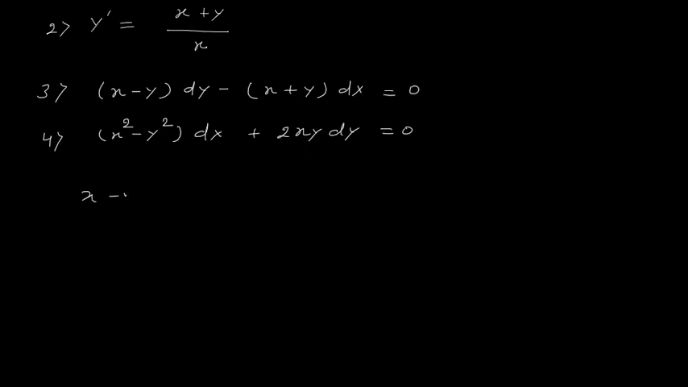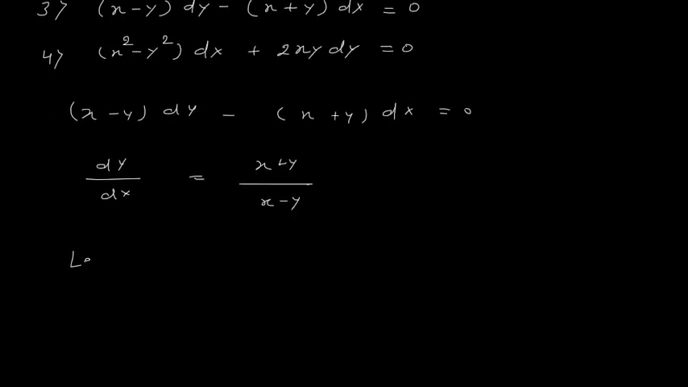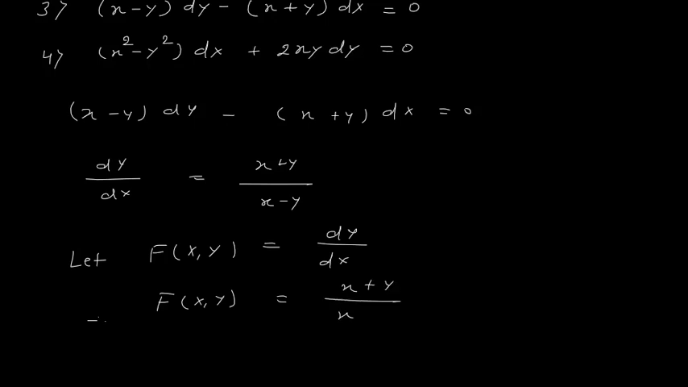The third question is (x minus y) dy minus (x plus y) dx is 0. So what we will do, we will first write what is dy upon dx. Now this minus term you will first move to the right, so it will become x plus y, and then you divide by this x minus y. This is your dy upon dx. You will consider that f of x comma y is equal to dy upon dx. Therefore you get f of x comma y as x plus y divided by x minus y.